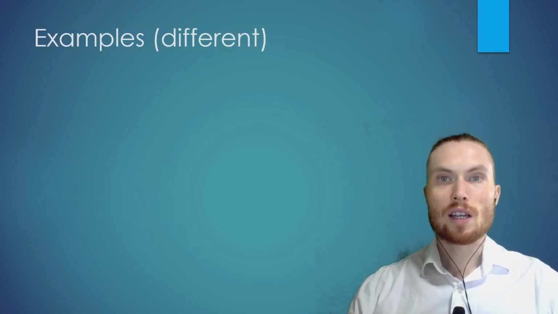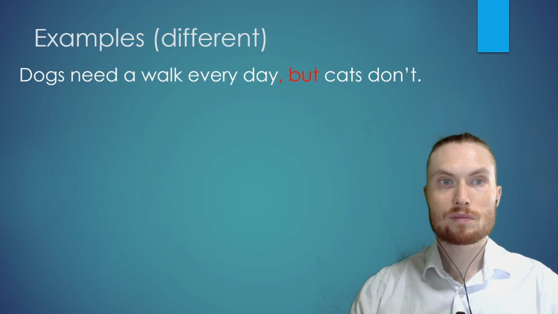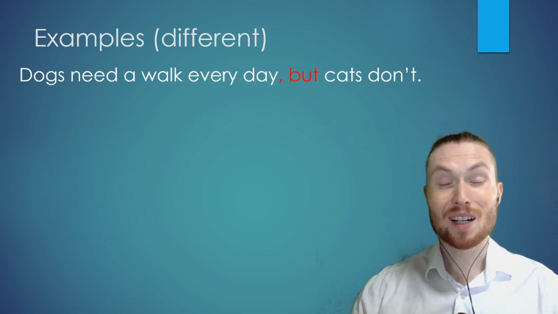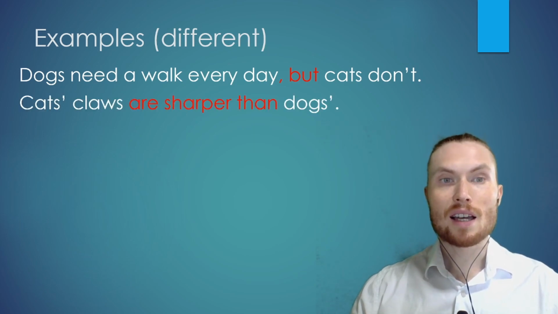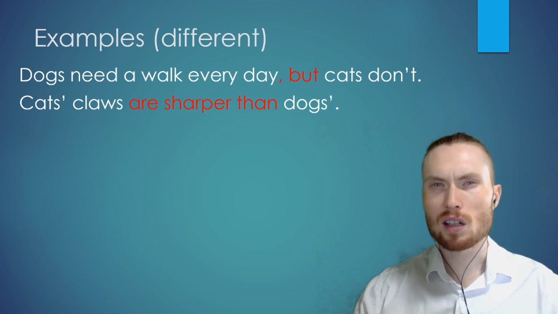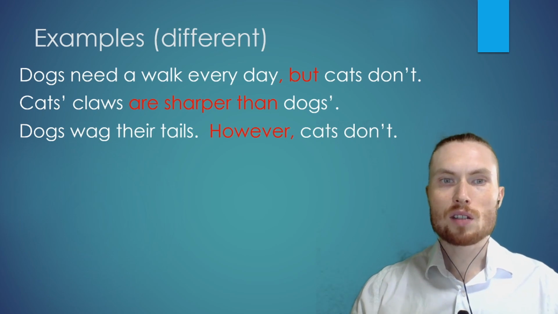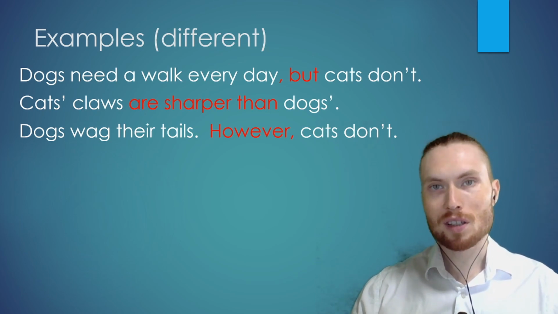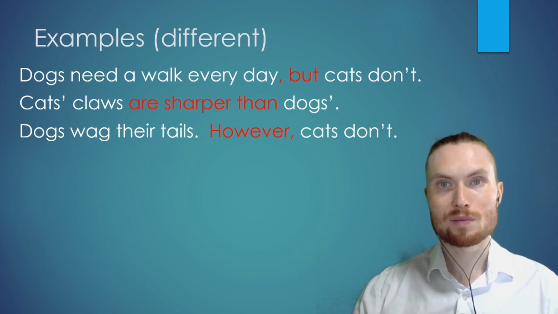Okay, now let's look at some example sentences talking about differences. Dogs need a walk every day, but cats don't. Cats' claws are sharper than dogs. So here's an example of comparative. Cats' claws are sharper than dogs' claws. Dogs wag their tails when they're happy. However, cats don't.